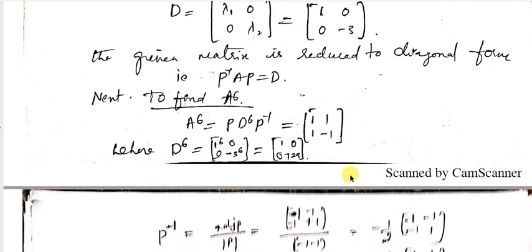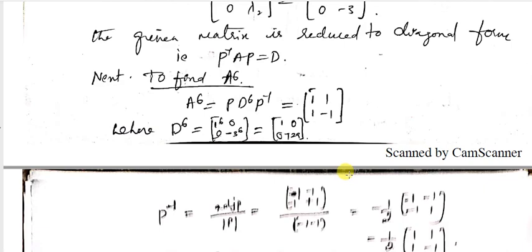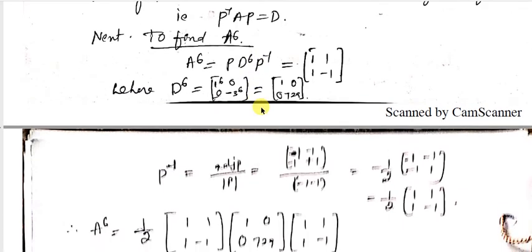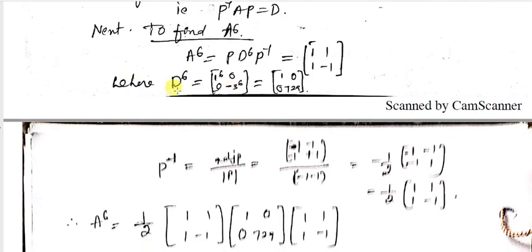Now let us compute the powers of A. Here we have to compute A power 6. A power 6 is equal to P times D power 6 times P inverse. So let us first find D power 6. D power 6 is equal to 1 power 6, 0, 0, minus 3 to the power 6, which gives 1, 0, 0, 729.